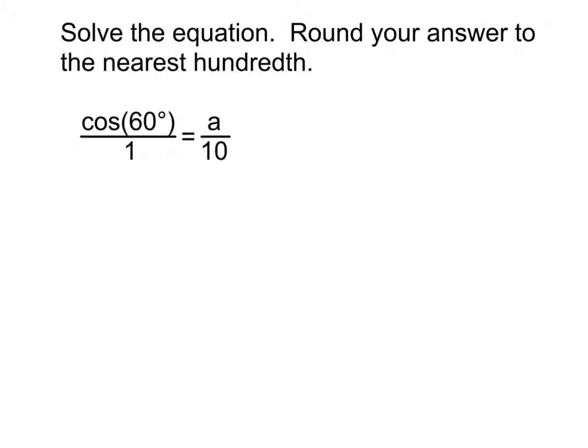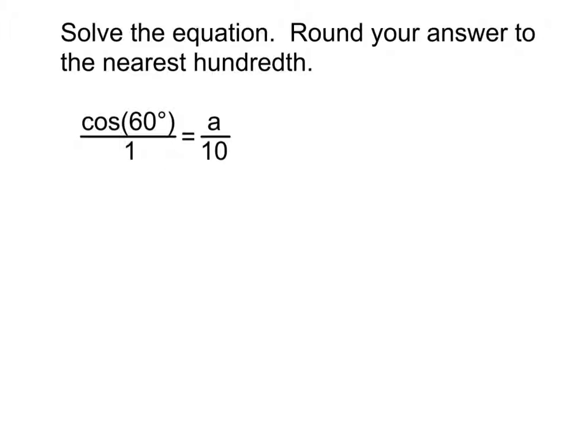All right, so this problem looks a lot like the last one we did. But it, of course, is a little bit more complicated looking because this one has this cosine of 60 degrees in it. And so we're going to need to solve this one through. But our basic idea about how we solve it is going to be the same. We have a fraction that's set equal to a fraction, so we're going to cross multiply. We're going to do 1 times a, which is just going to be a. That's nice and easy. And then we're going to have to do 10 times cosine of 60.